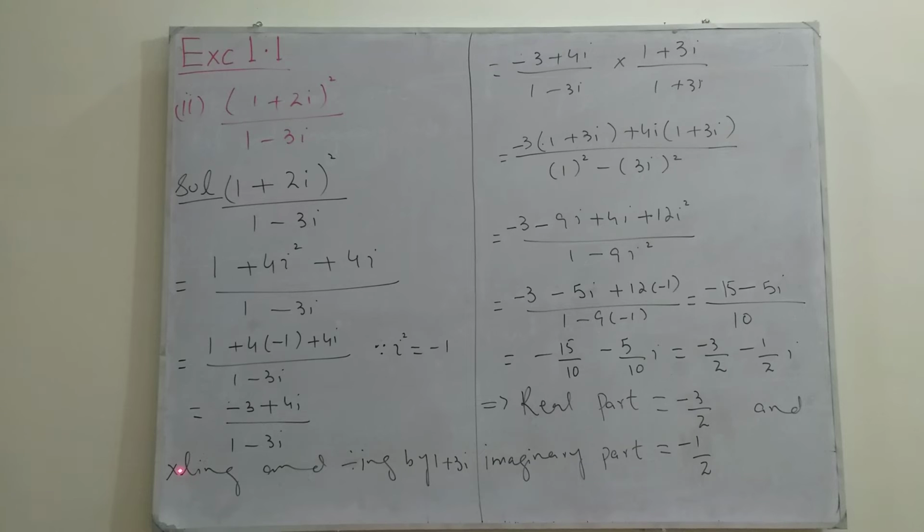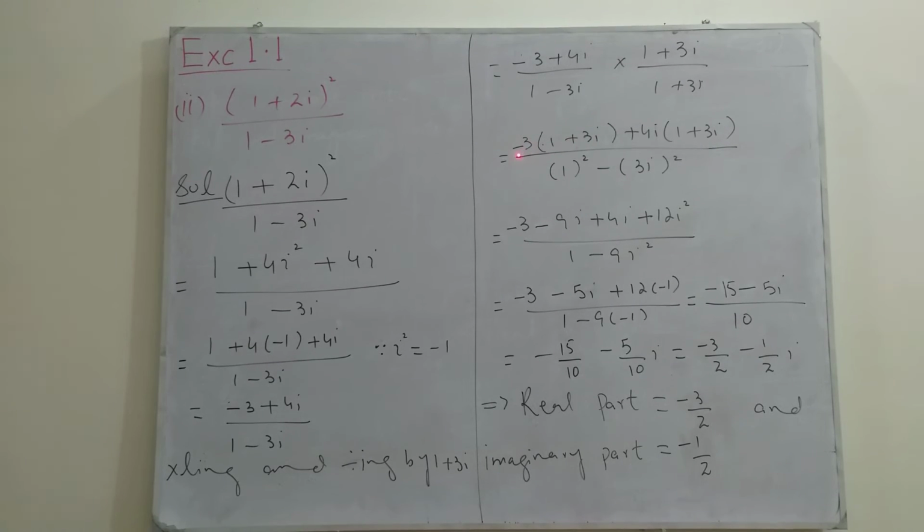Now we will multiply and divide by the conjugate of 1 − 3i, that is 1 + 3i. So multiplying and dividing by 1 + 3i, we have (−3 + 4i) divided by (1 − 3i) into (1 + 3i) divided by (1 + 3i). Multiplying −3 with 1 + 3i, then multiplying +4i with 1 + 3i. And for the denominator we have (1 − 3i) into (1 + 3i), which equals 1² − (3i)², by using the formula (a − b) into (a + b) equal to a² − b².